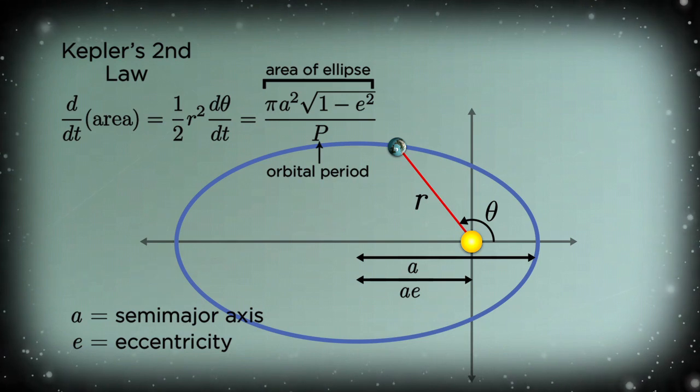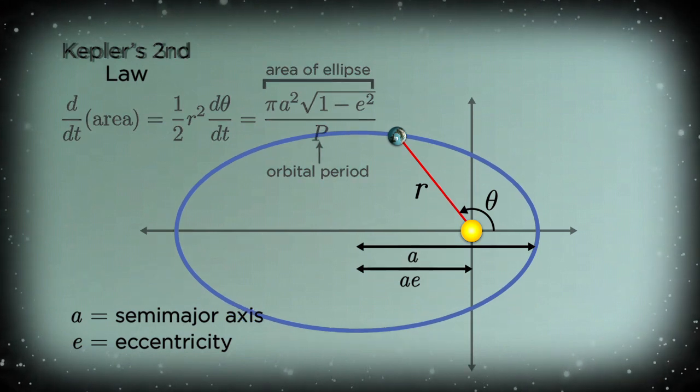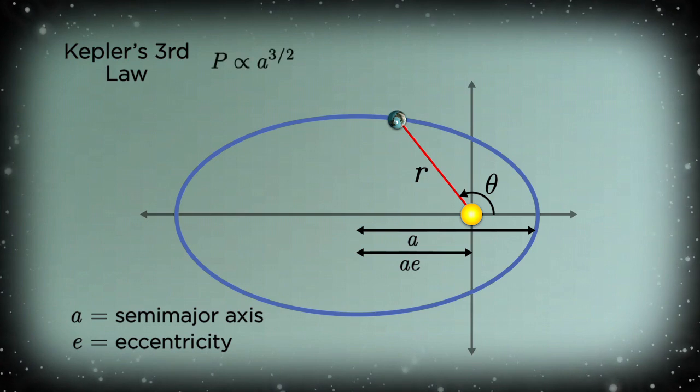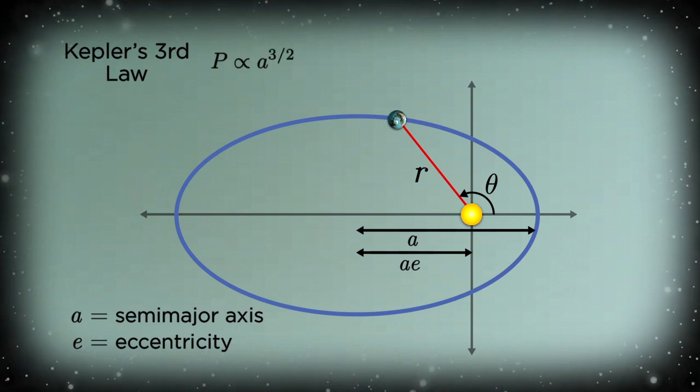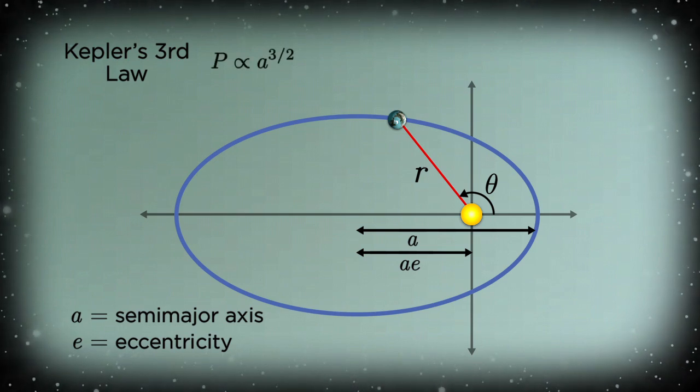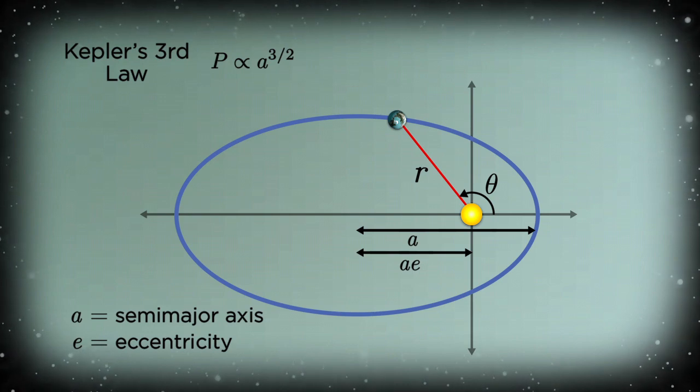That's Kepler's second law. And Kepler's third law. It says that p is proportional to a to the 3/2 power. So that's our trio of equations. Now let's get to work.